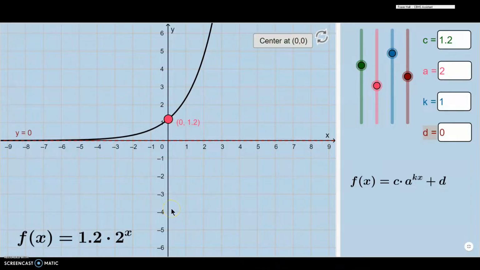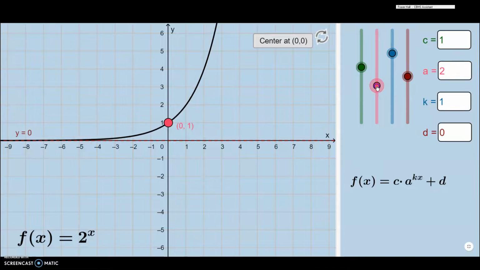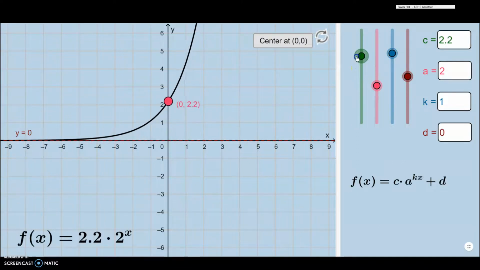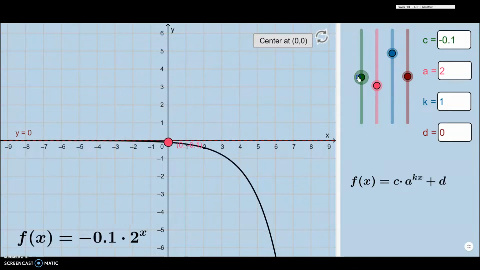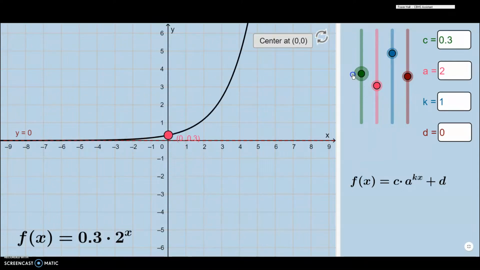So this is a GeoGebra applet that shows us the effect of the exponential formula. So you can see it there. What we're looking for in this question is what happens if you change A. You can see it makes it steeper or not. And so that would be 2x. You can see by changing C, which is the green one, again, it changes the y-intercept and the steepness. And if it's negative, it's reflected in the y-axis.